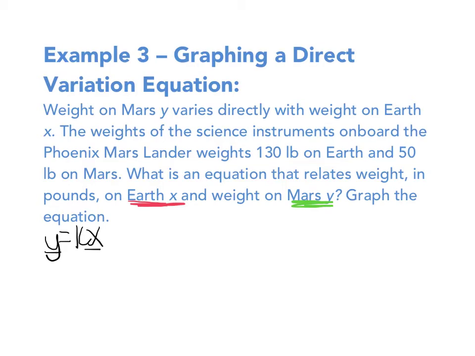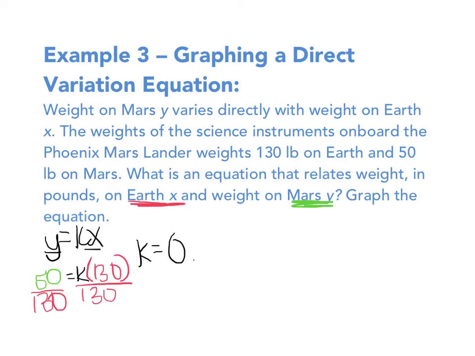So the value of your weight on Mars is 50 pounds, and that is equal to k times the weight on Earth, which is 130. I'm going to divide by 130, and I get k equals, we'll round it to 0.38. So my function is y equals 0.38x.